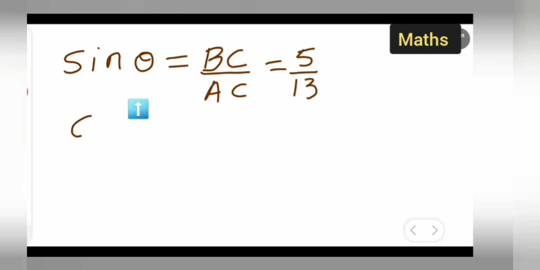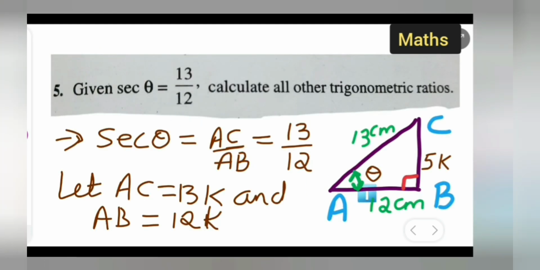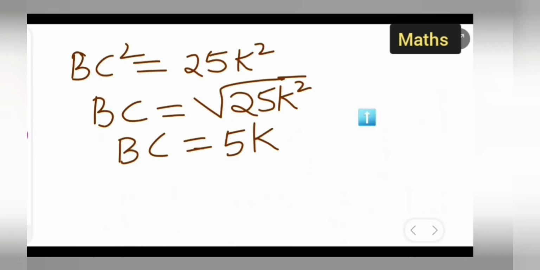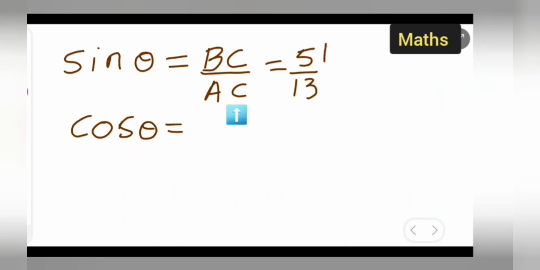Next, let us find out the cos theta. But before that, let me explain how I got this. Sin theta is opposite upon hypotenuse. Opposite of theta is BC, and the hypotenuse is AC. So it will be 5k upon 13k, so k will get cancelled. I get 5 upon 13. So remember this.